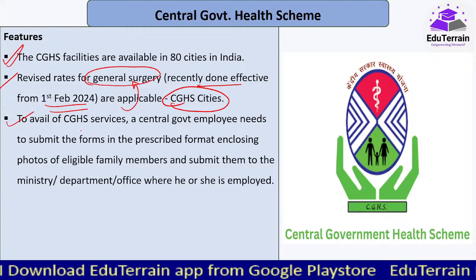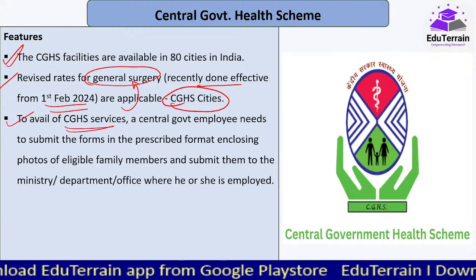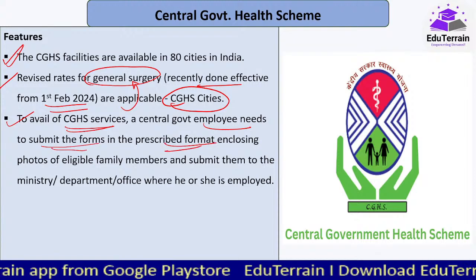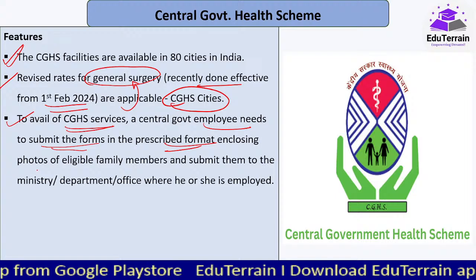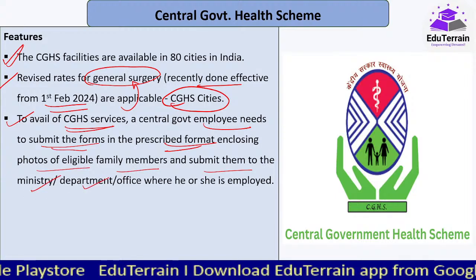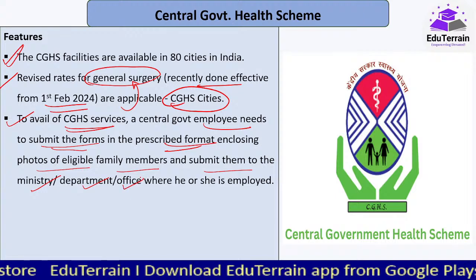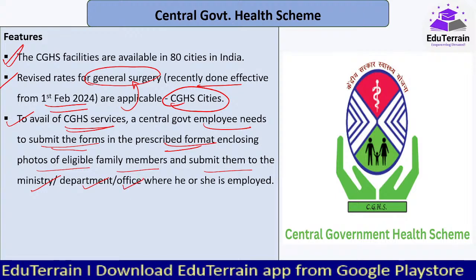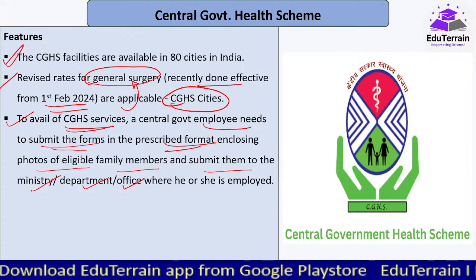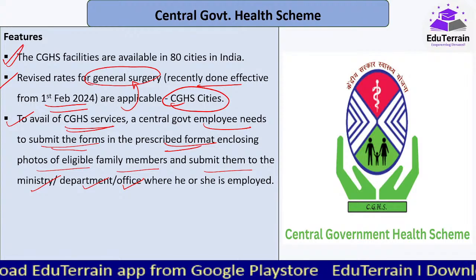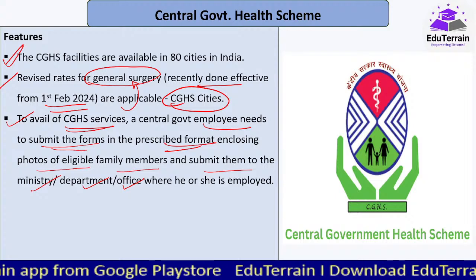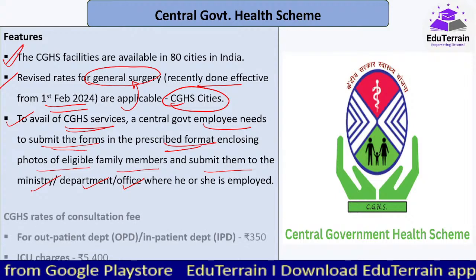Now, to avail these CGHS services, a central government employee needs to submit the forms in the prescribed format. They already have a format, enclosing photos of the eligible family members, and submit them to the ministry, department or office wherever he or she is employed. It is not that they have to submit somewhere central. No, in whatever office they are working, there only they'll submit the documents, everything that is required to undergo a particular treatment. From there they'll get the approval, based on which they can go to the hospital and get the treatment done.